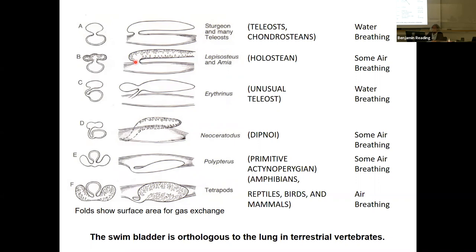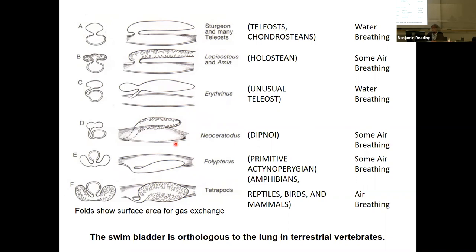The dipnoi here are the actual lungfishes. And again, just like with these holosteans, there's a lot of surface area here on the inside of this swim bladder. This is effectively a lung. This is really designed primarily for air breathing. In some cases, these are obligate air breathers, in which case they require this lung. I said in the lab that lungfish can actually drown, believe it or not. They're designed to breathe air, especially the Australian and the African lungfishes. And so this is an actual lung.